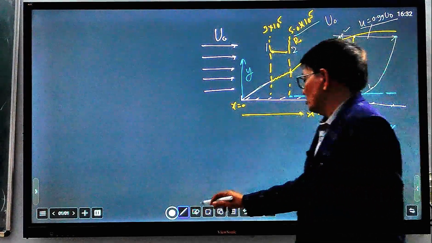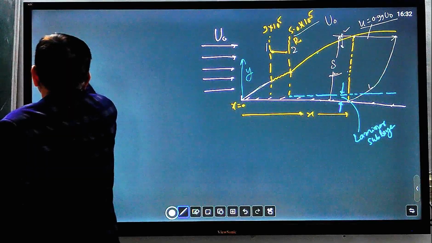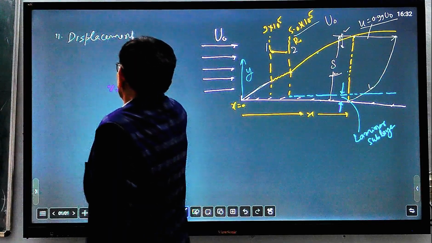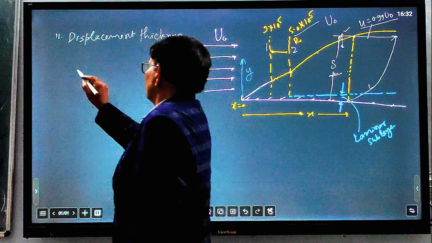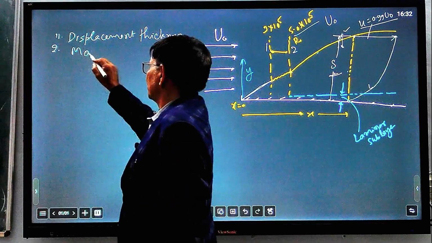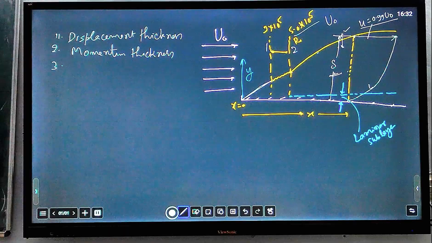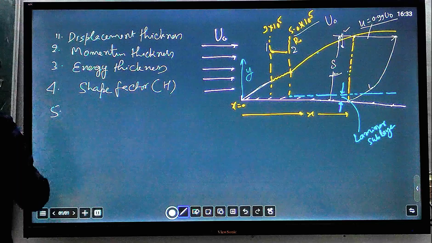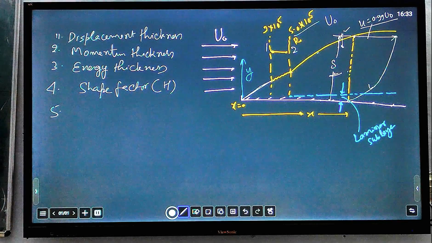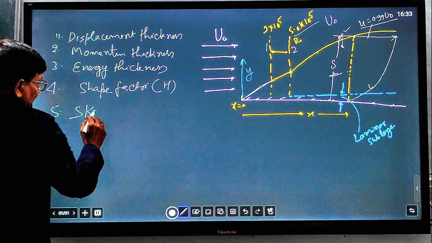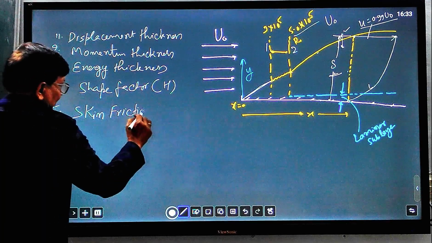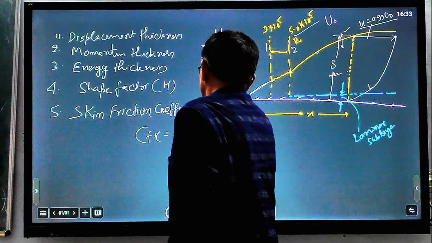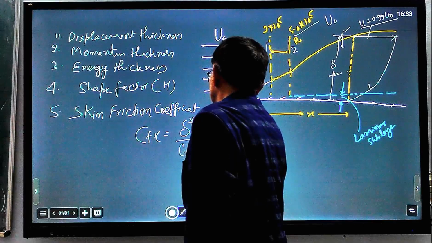Other parameters that we are going to define are: number 1, displacement thickness; number 2, momentum thickness; number 3, energy thickness; number 4, shape factor defined by H; number 5, skin friction coefficient. That parameter we will also define, skin friction coefficient, CFX, and the shape factor is equal to displacement thickness divided by momentum thickness theta.